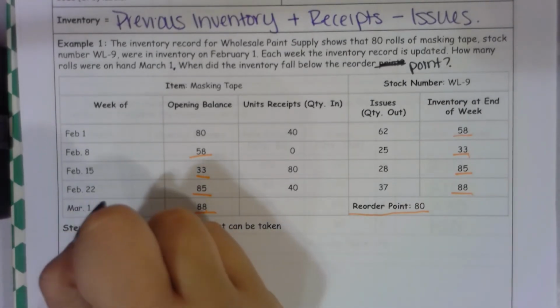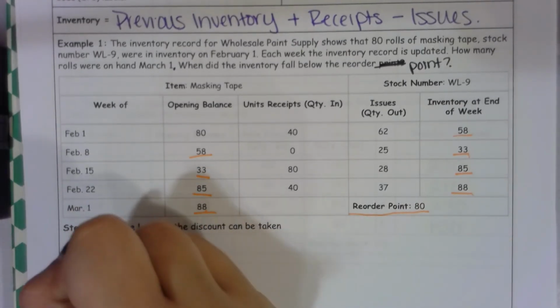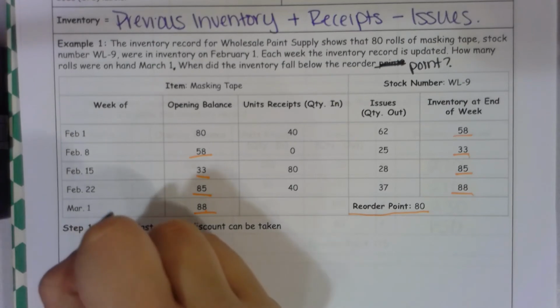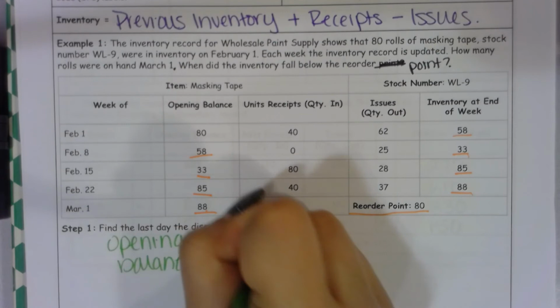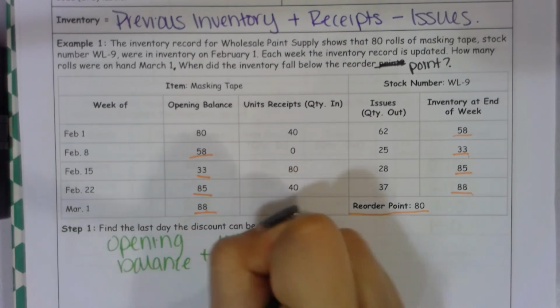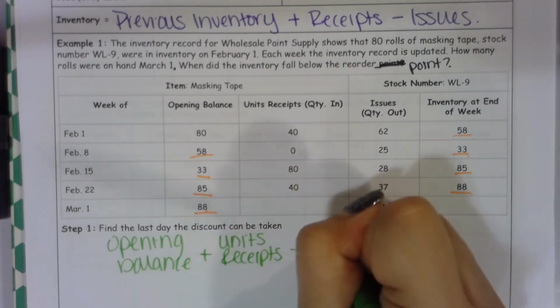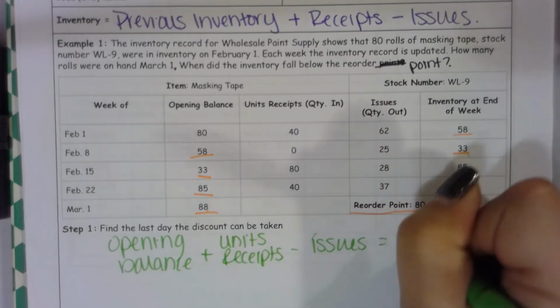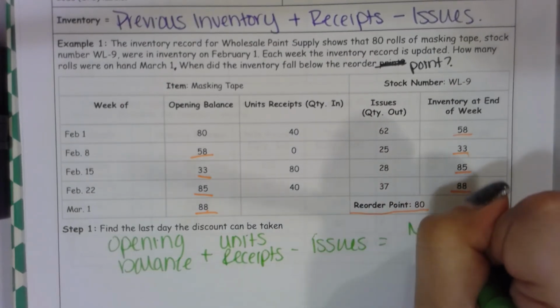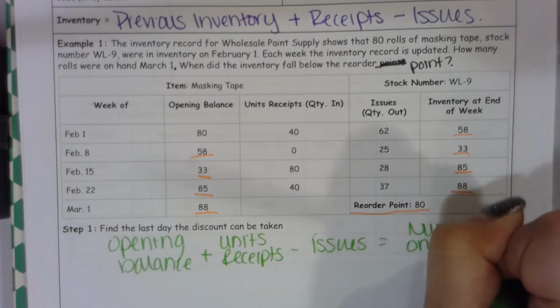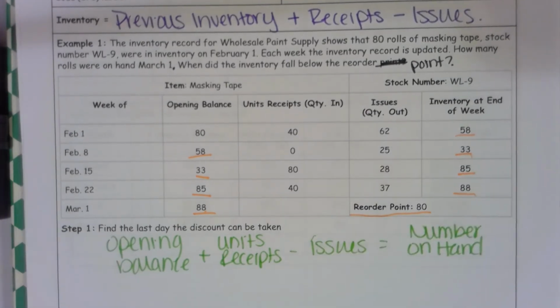Alright, so you're going to take your opening balance, add your unit receipts, subtract all issues, and that is going to be your number on hand. This will come in handy for the homework because it's called number on hand, or inventory at the end of the week.